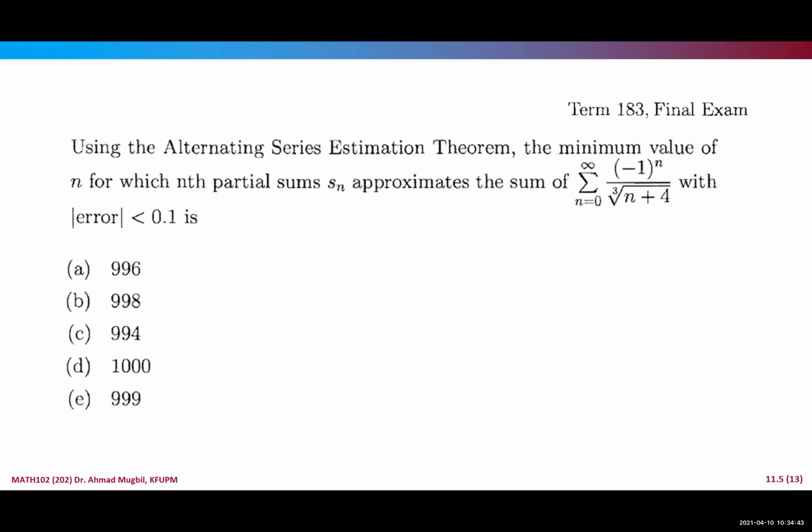Using the alternating series estimation theorem, the minimum value of n, is it the same as the number of terms here? No, because it starts from 0. But here he is not asking about the number of terms. Be careful. He is asking about the minimum value of n, for which the nth partial sum approximates the sum within this error. It is less than 1 over 10.